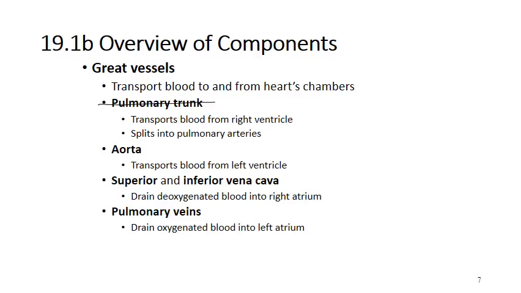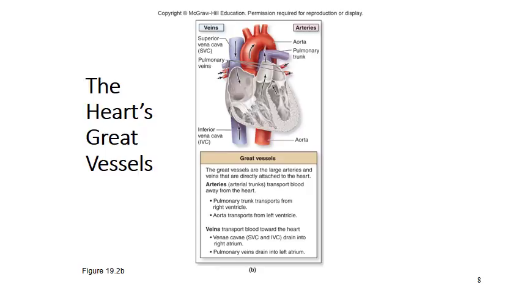And then we have our aorta here, which is going to transport blood from the left ventricle into the whole rest of the body. Then we have our superior and inferior vena cava, and these are going to drain deoxygenated blood into the right atrium. And then our pulmonary veins are going to drain oxygenated blood into the left atrium before it goes into the left ventricle and through the aorta out to the rest of the body.